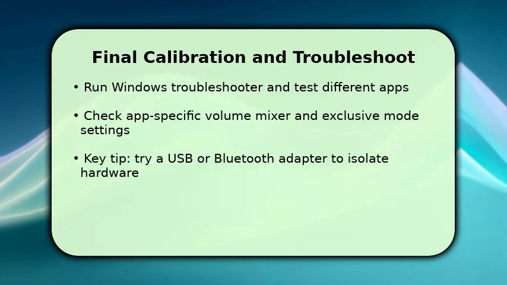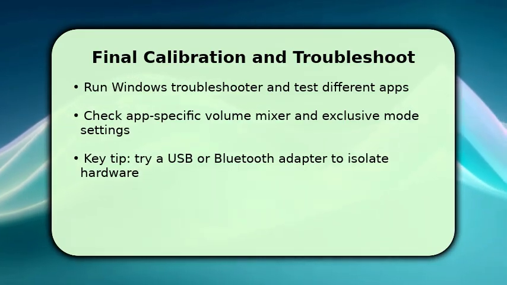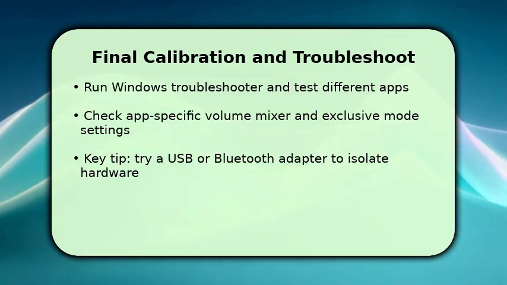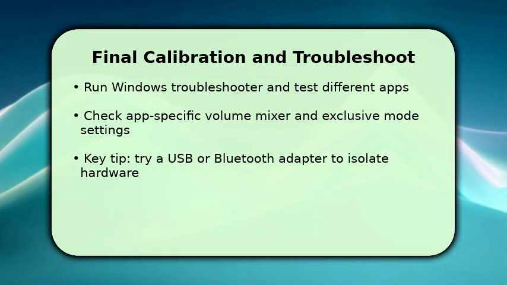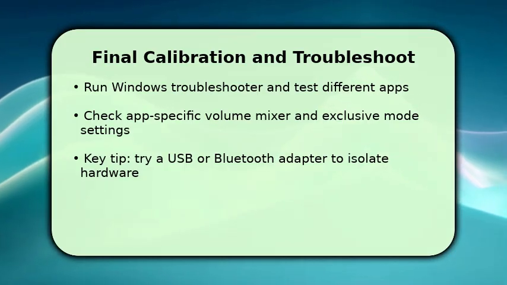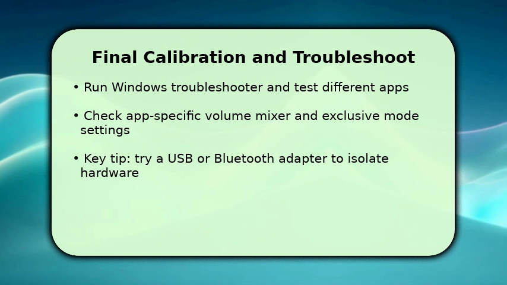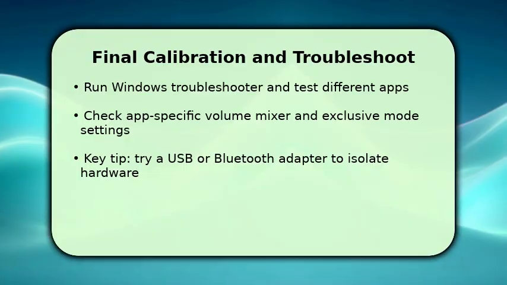Run the built-in Windows Troubleshooter for automated fixes, and check device properties for exclusive mode settings that let apps take control of audio. If problems persist, try a USB audio or Bluetooth adapter to determine whether the internal sound card is failing. This single hardware swap often proves whether the issue is driver, software, or hardware related.